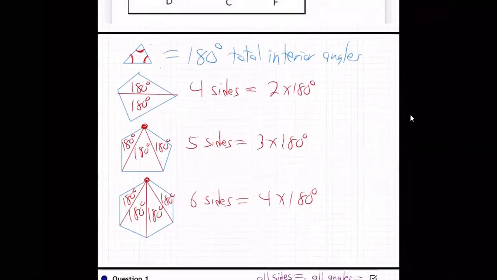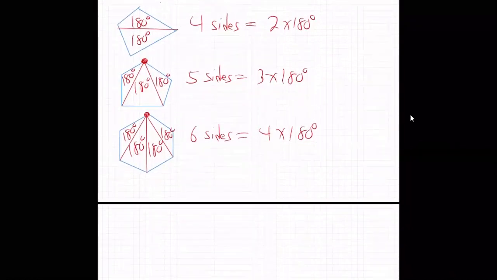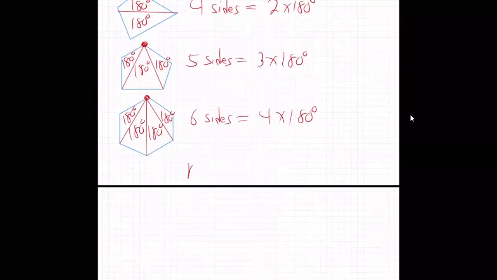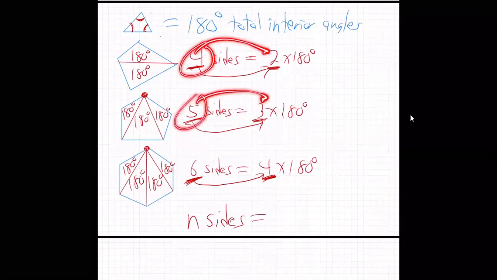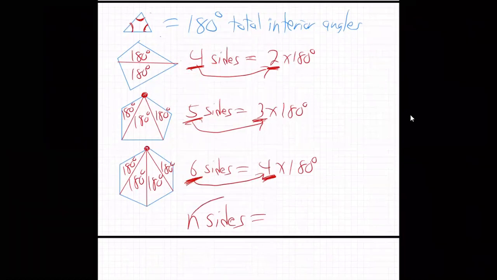Now what I want to do is go down and say, what about for n sides? Does everybody see the pattern? For 4 sides, there's 2 180s. For 5 sides, there's 3 180s, right? For 6 sides, there's 4 180s. So what's the rule? What do you do with this number to get that number? You subtract 2. It's always subtract 2. So therefore, if you start with n, what's it going to be here? What times 180?